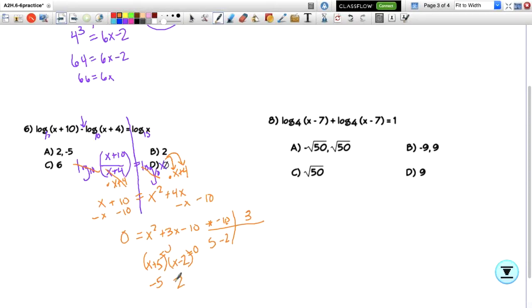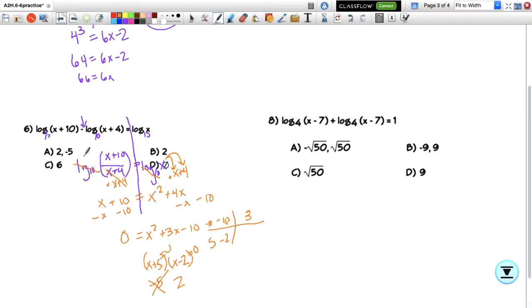Because it could be both of them. It could be just this one. It could be just this one. It could be neither of them. So negative 5 plus 10 is 5. Good to go there. Negative 5 plus 4 is negative 1. It will not work. Won't work.